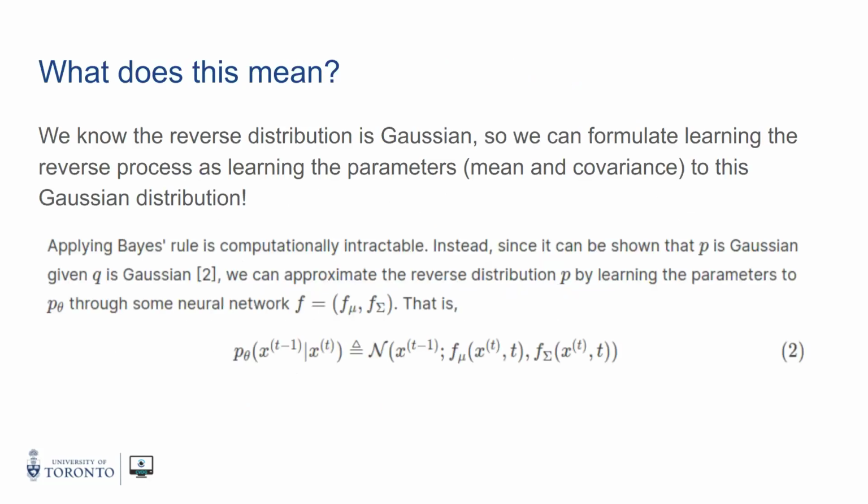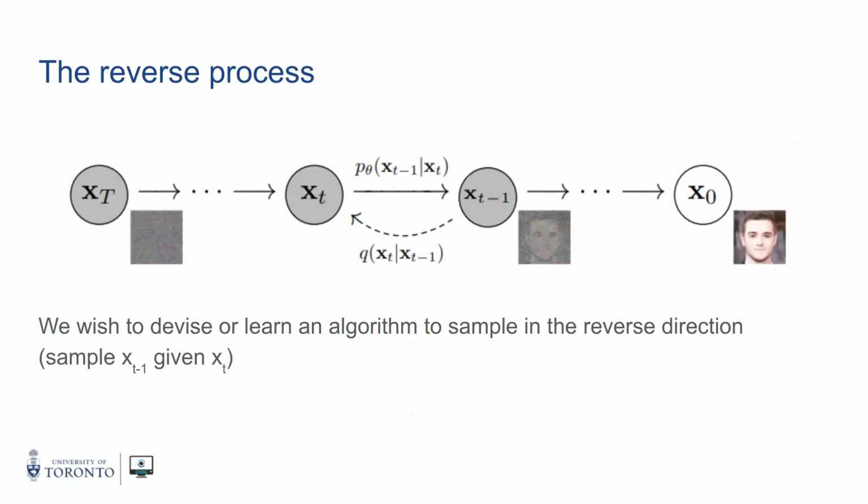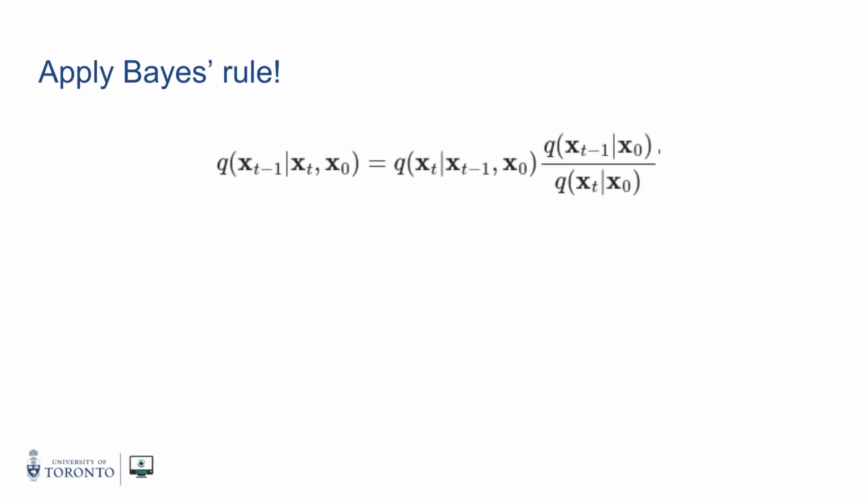Okay, so what does this mean? This is very, very important because now we know what functional form our reverse distribution takes on. Does anyone know? This is what we applied Bayes' rule for originally, to write the reverse distribution in terms of the forward one. So we know that our likelihood term and our prior are Gaussian, which means what? That this is Gaussian. So our reverse distribution is Gaussian.